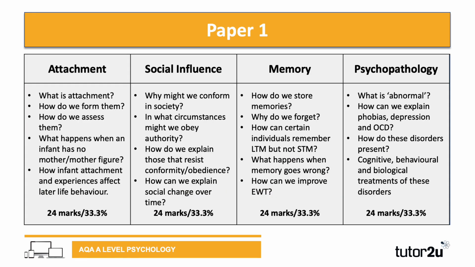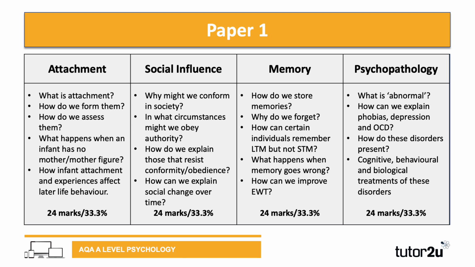So in terms of paper 1, these are the topics that you will be assessed on in the first paper. This paper will be 2 hours. Each paper is 2 hours long. Breaking that down, really roughly, you'll be having about half an hour for each topic in terms of timing for the exam. You'll be assessed on 4 topics here: attachment, social influence, memory and psychopathology. There's 24 marks for each section, which is roughly about 33.3% of the mark.